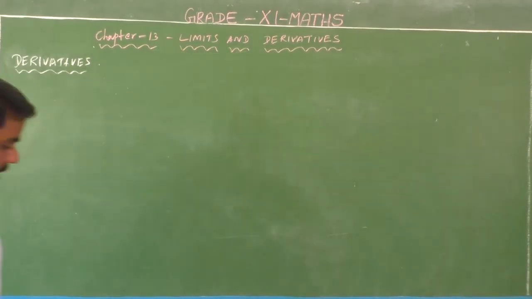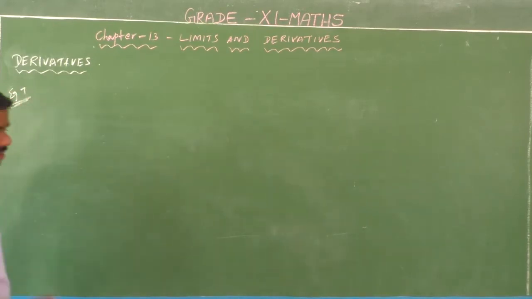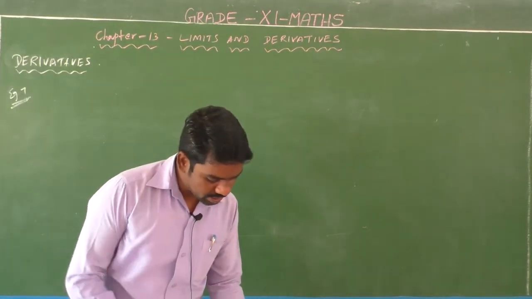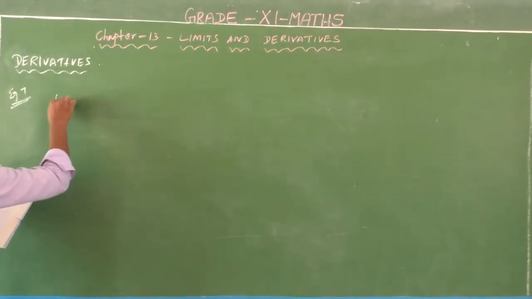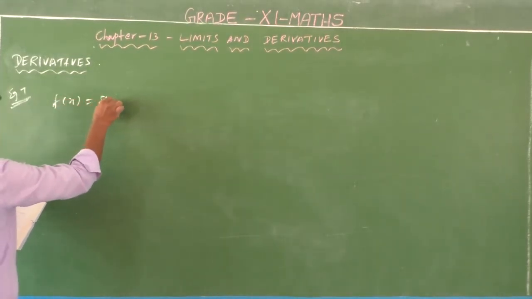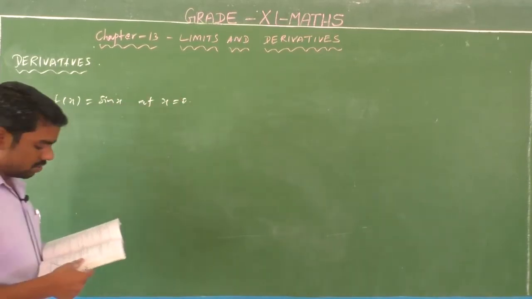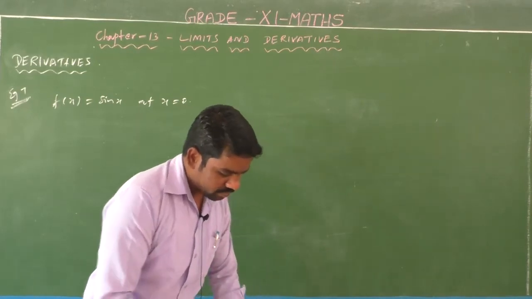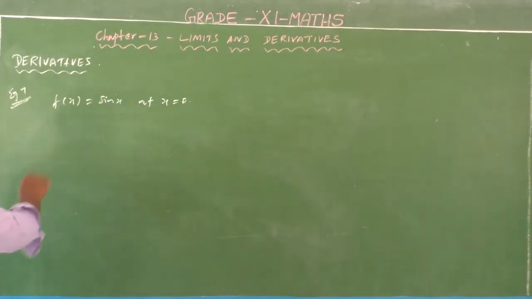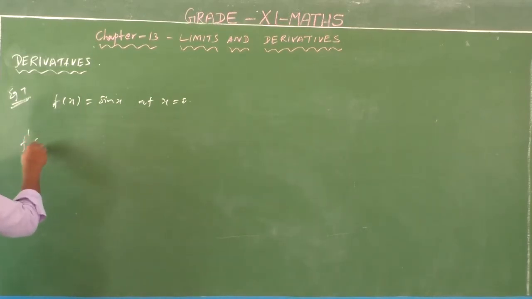Next, example number 7. Same method, example number 7 is a very simple question. Derivative of a sin x function. So f of x is equal to sin x at x equal to 0. Right, listen. So f of x is equal to sin x. We need f dash of 0.